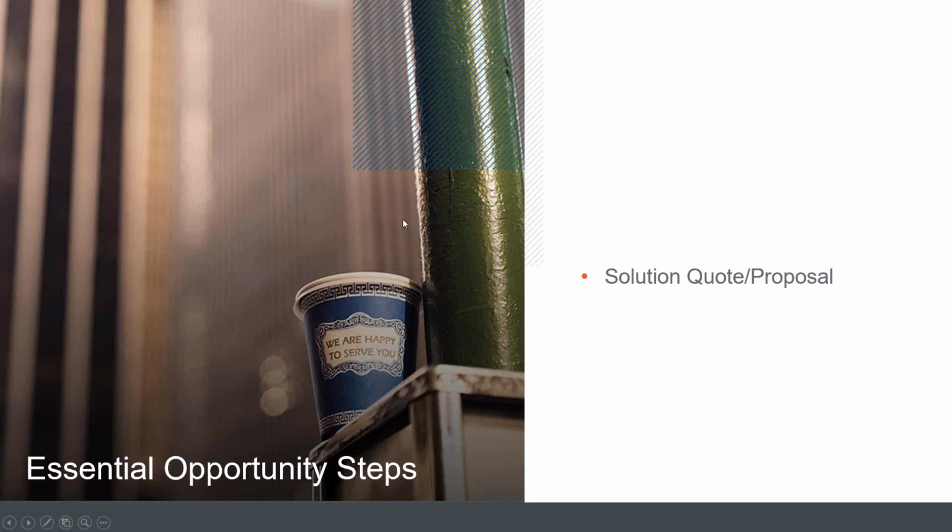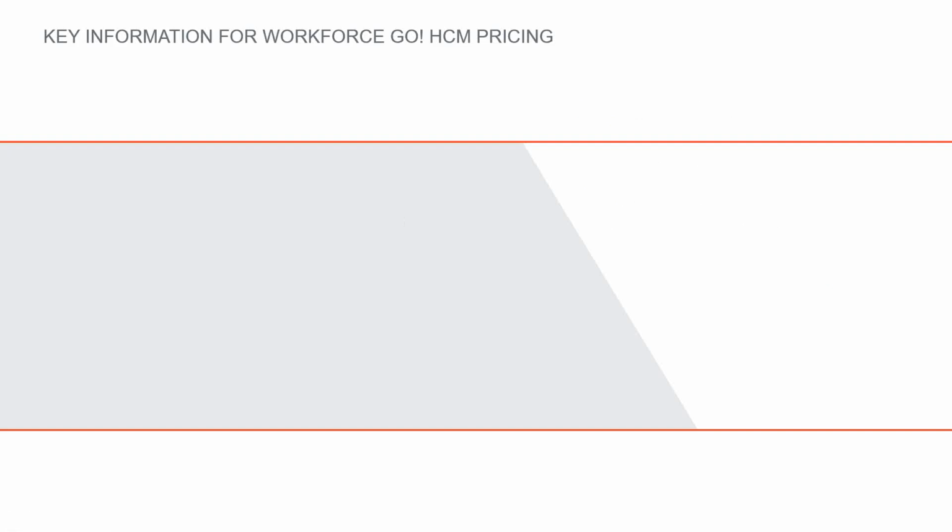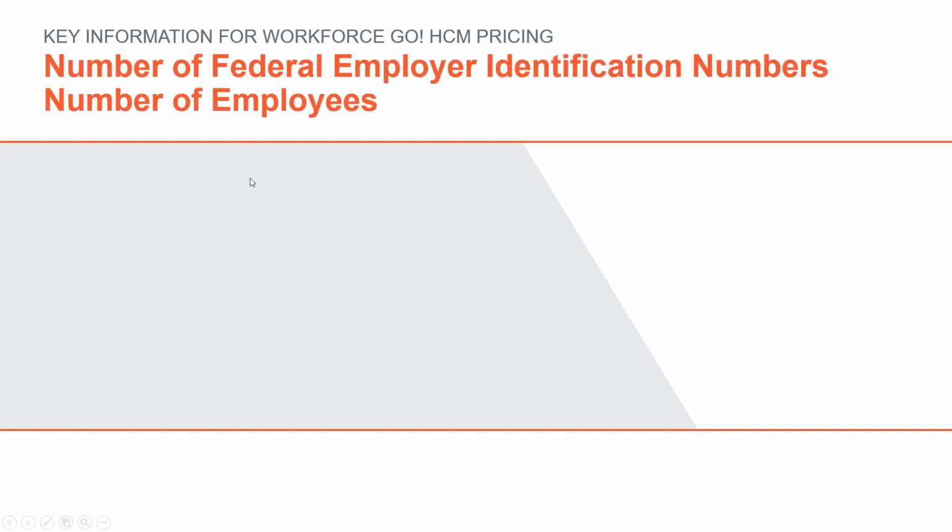So to continue on with our discussions, talking a little bit about pricing for Workforce Go HCM, there are a couple key features that are required and I want to talk about before we jump into the pricing itself. A couple key pieces of information that you're going to need with every opportunity or understand from a positioning perspective. First and foremost, we're going to need to know absolutely for every opportunity the number of federal employer identification numbers that we're engaging with.